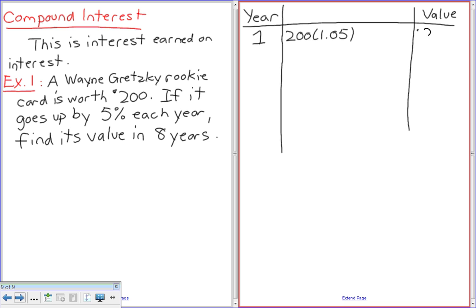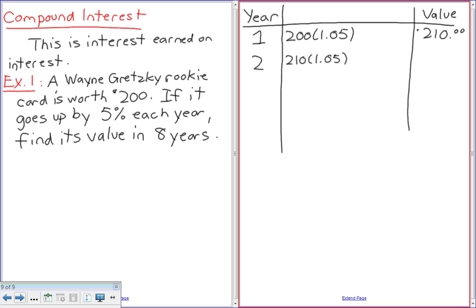It's not bad. We're doing good with our hockey card here. We're up $10 after 1 year. Okay, in year 2, how do we figure out our value after year 2? This is where compound interest comes in. 210 times 1.05. Very good. Okay, so 210 times 1.05.